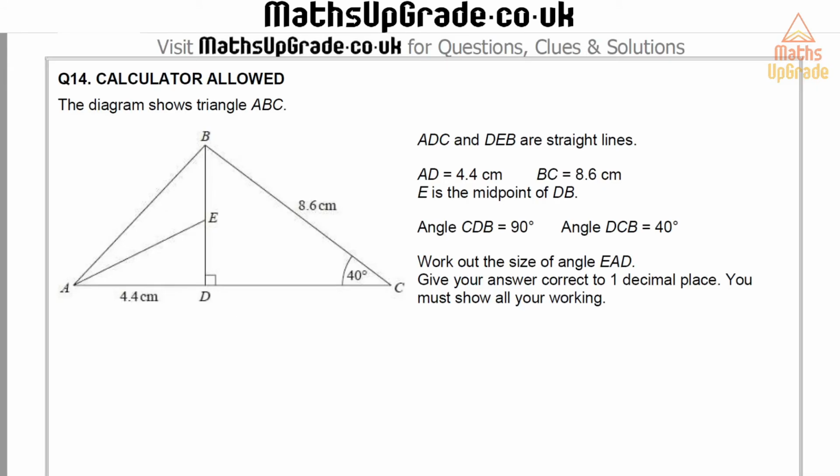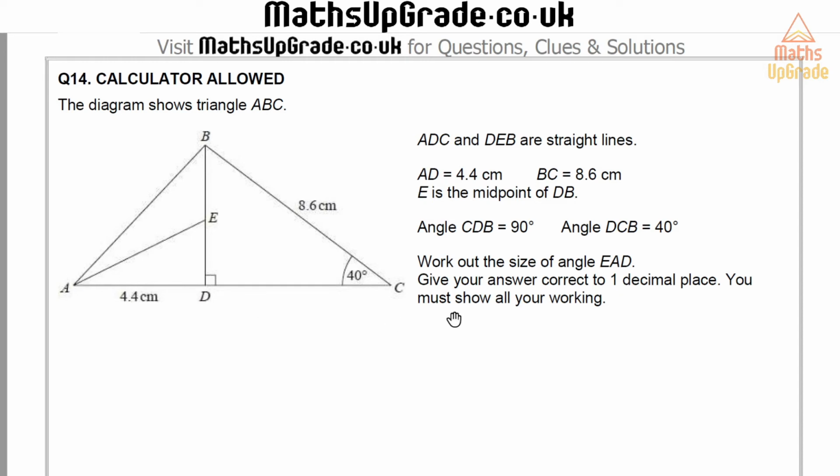Question 14. The diagram shows triangle ABC. ADC and DEB are straight lines. AD equals 4.4, BC equals 8.6. E is the midpoint of DB. So E is the midpoint of this line here. And we're told that CDB is 90 degrees and DCB is 40 degrees. So essentially you've got a right angle triangle being formed here. Since this is a straight line here, this also must be a right angle triangle on this side as well. Work out the size of angle EAD. So work out the size of this angle here.